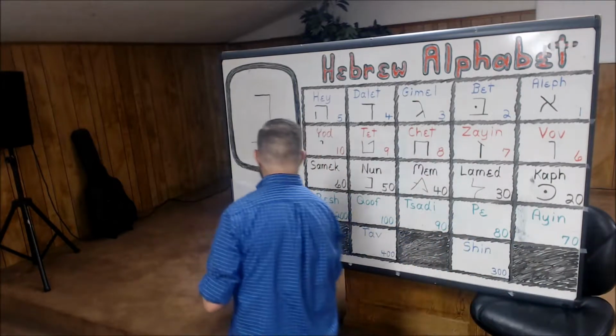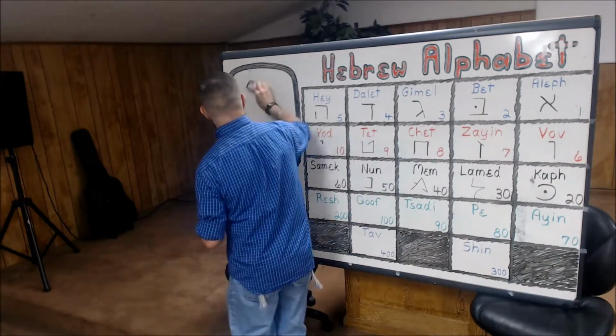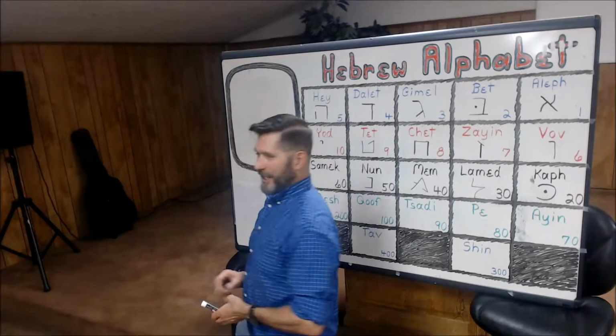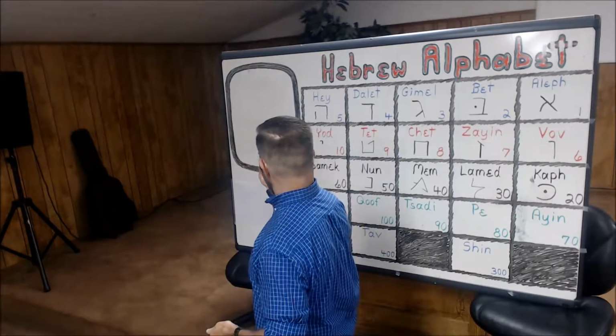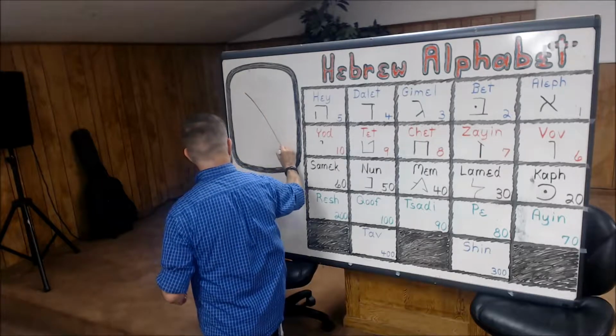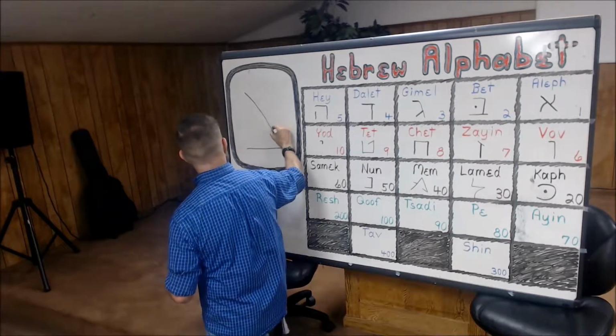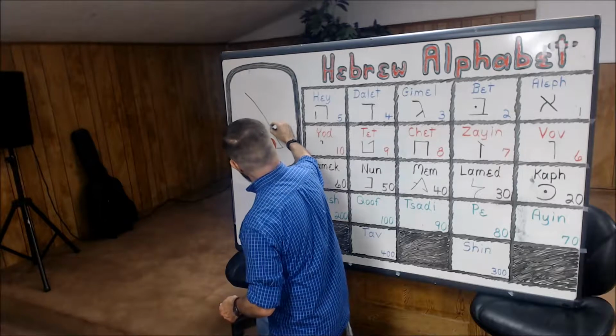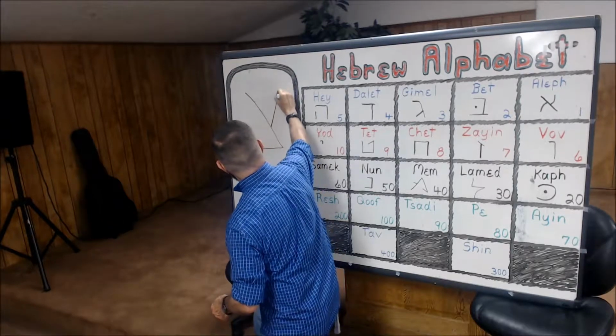Okay. Now, my favorite letter. The way it looks, and it's cool to write. Start up here. You come way down here like this and go this way like that. And then come up about a third of the way, and draw a line up like that.